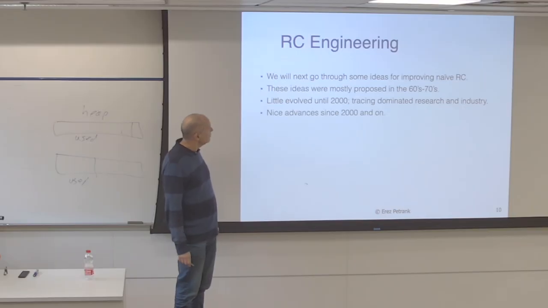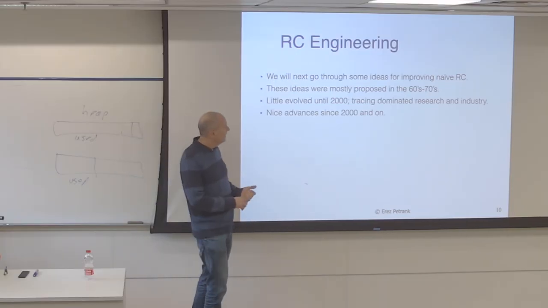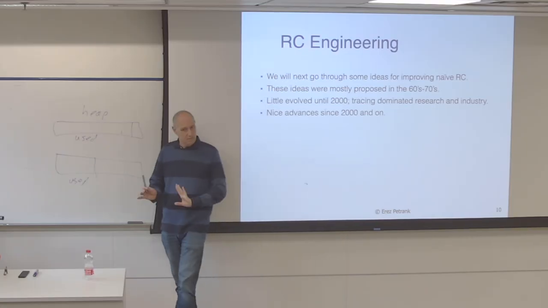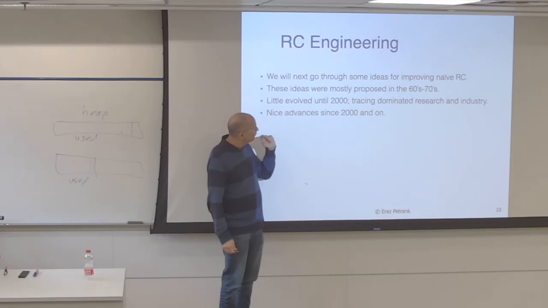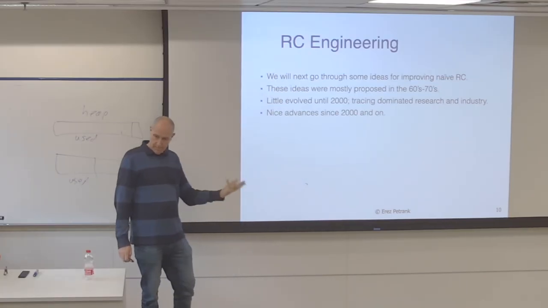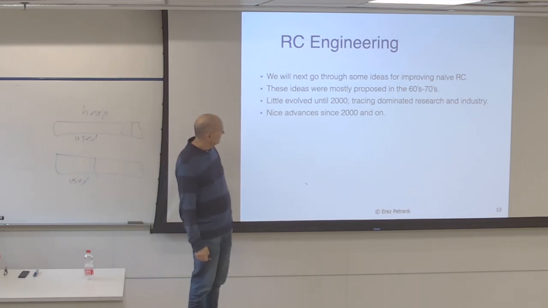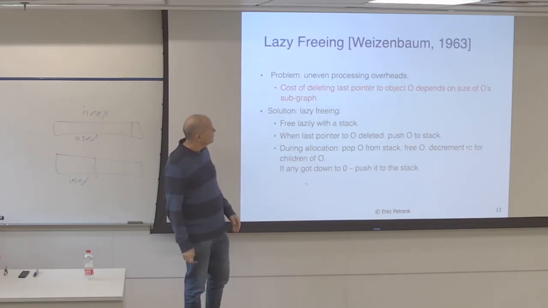Okay, so let's go through some basic ideas for how to improve naive reference counting. These ideas are mostly from the 60s, 70s maybe. And then we'll jump to 2000, where we had some more breakthroughs in the understanding of these algorithms. Okay, so this is the list. Let's start with the first one.